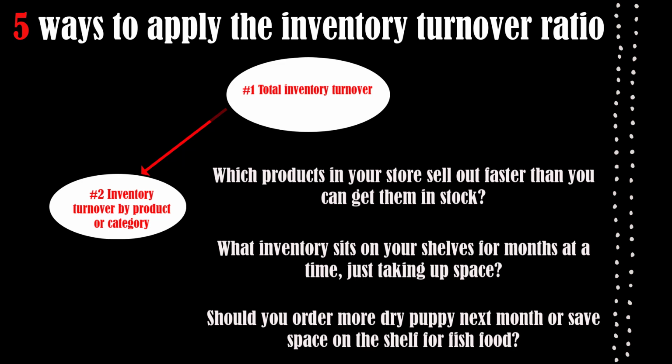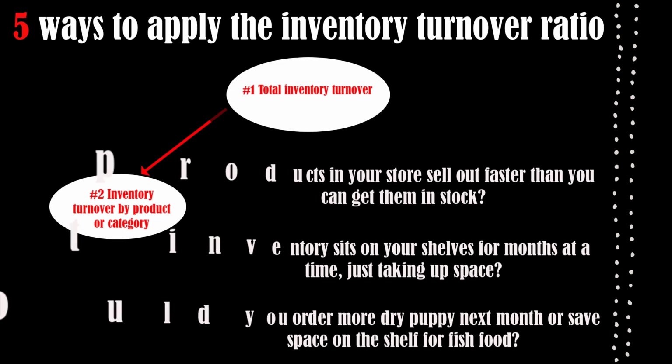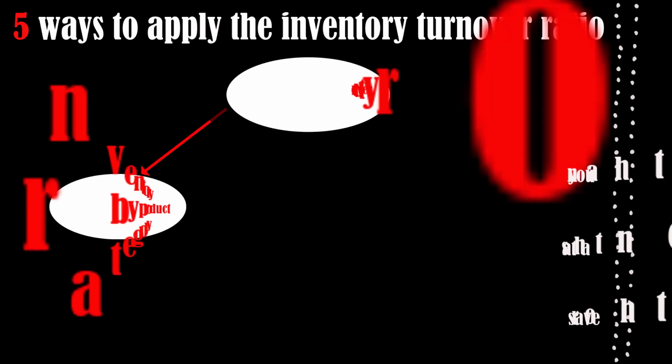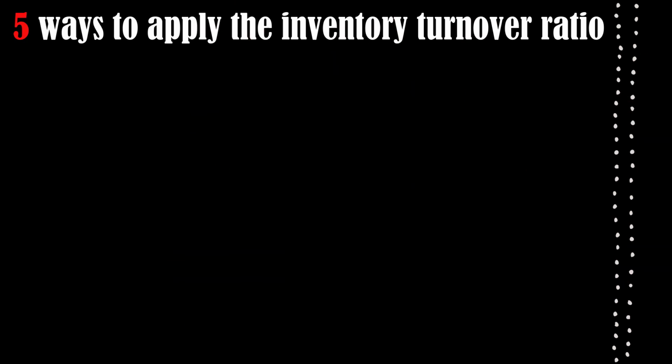These are questions you can answer by calculating the inventory turnover for specific categories or items within the grand scheme of all the inventory you sell. By gathering data on the most and least popular products in your store, you can make smart decisions about which items to select for sale or markdowns, as well as make better choices about the products to buy or make in the future. Number 3, inventory turnover by season.